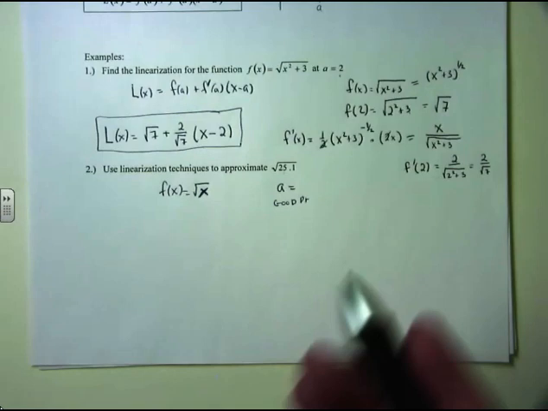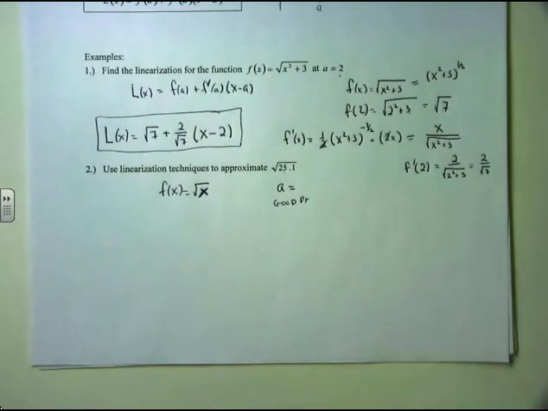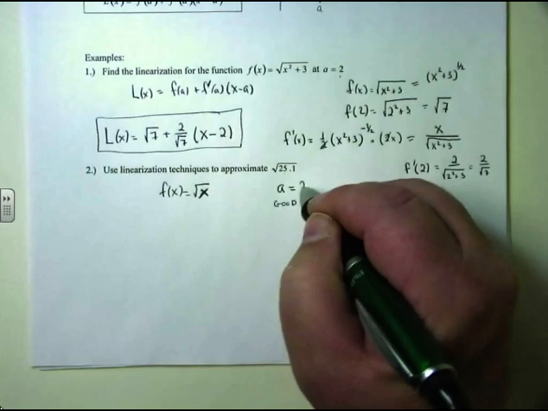So in this case, I'm doing a square root. I'm talking about trying to approximate the square root of 25.1. So my A would be a good point that's close to 25.1 that I actually can take the square root of. You got it. A is going to be 25.